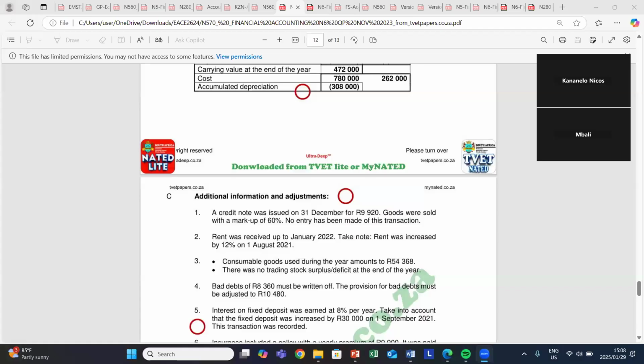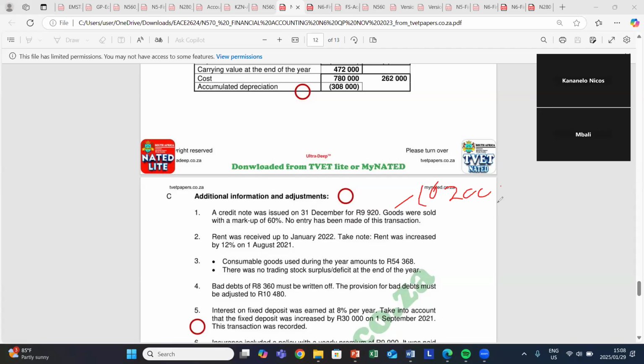So we are on the first transaction. We said that we are going to calculate our cost of sales. We found that our cost of sales amounts to how much? It amounts to 6,200, right? Yes. Our cost of sales amounts to 6,200.